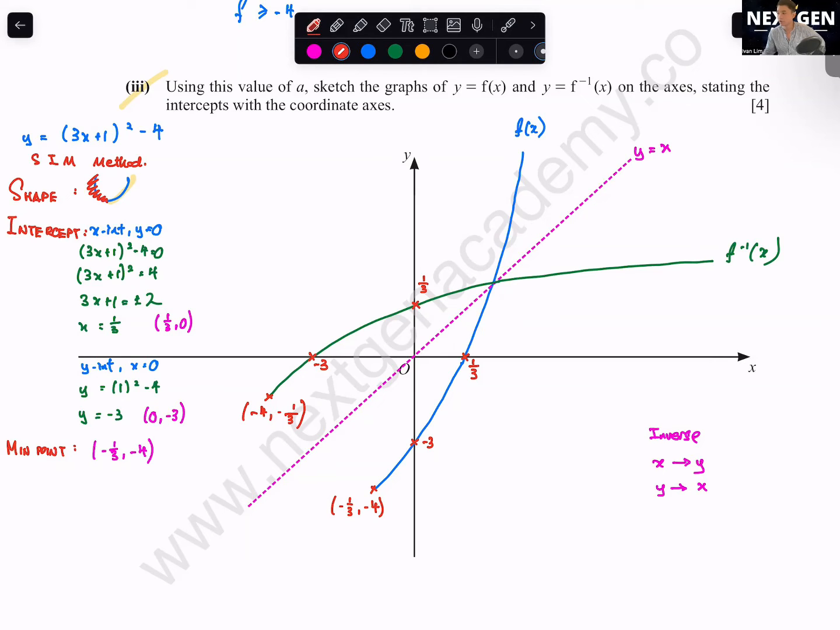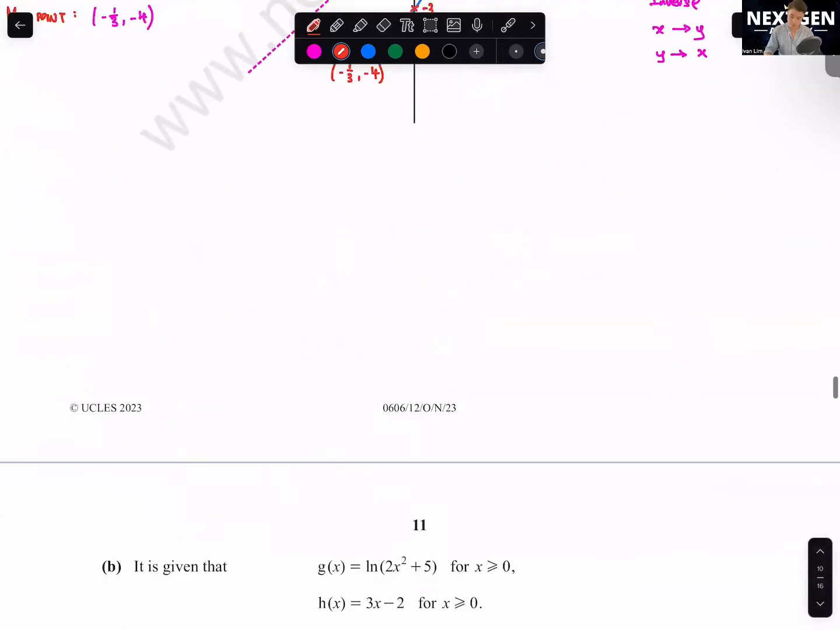If you draw the whole graph, it is wrong. Don't ask me about the marks first. Later, after the paper first. After I finish up the paper. Okay, let's go to the next one.